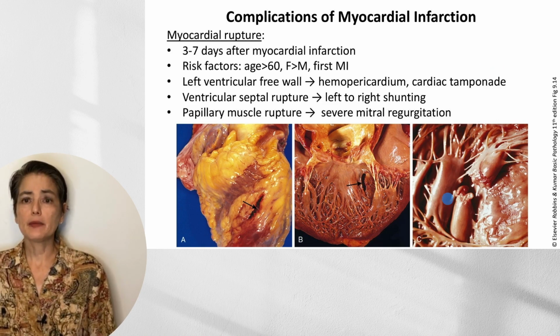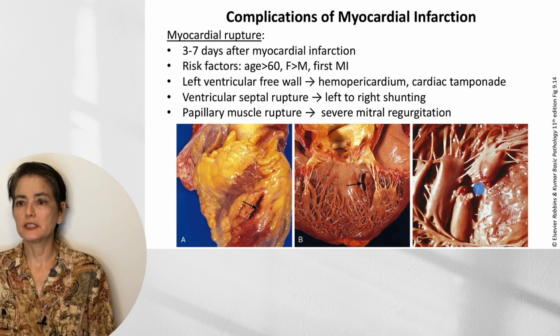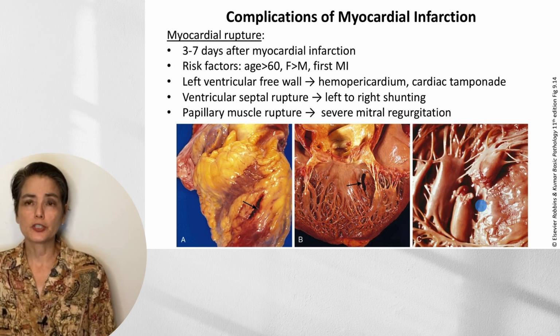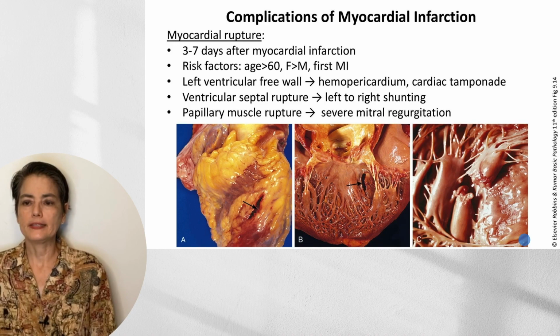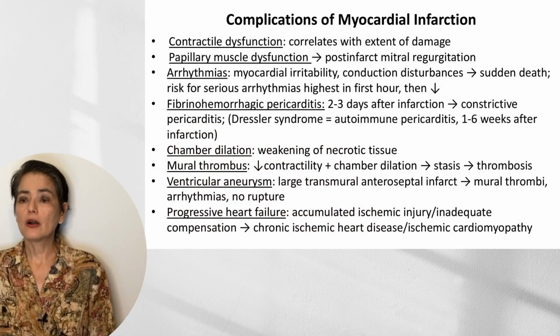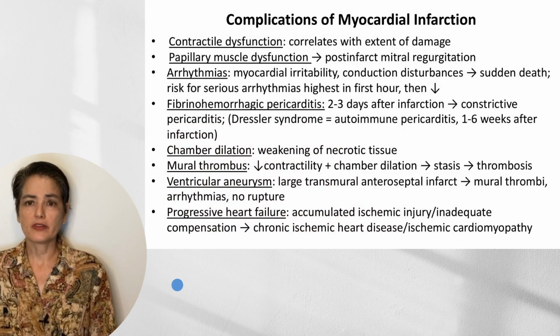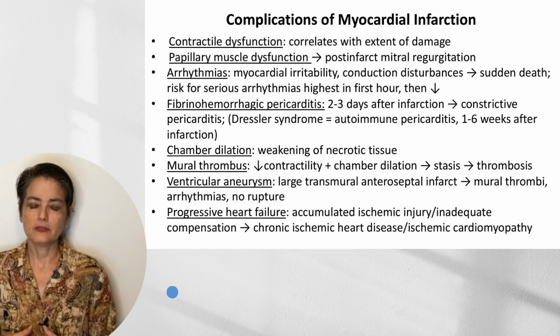And finally, we can get papillary muscle rupture. So you can see here is a ruptured papillary muscle. And when that happens, you can get severe mitral regurgitation as we're no longer tethering that valve and pulling it the way it needs to be pulled. Now, there are another wide range of complications. I'm going to go through each of these.